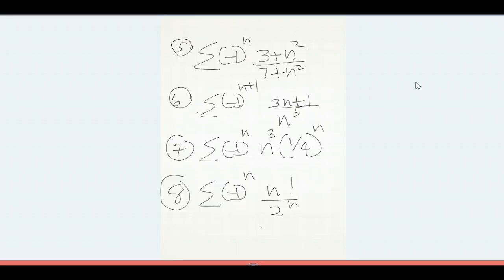So (n+1) to the 3 over 4 to the n+1, and then you have n to the 3 over 4 to the n. If I take the 4 to the n to the top, then I get (n+1) to the 3 times 4 to the n on top, and then 4 to the n+1 and n to the 3 at the bottom. Then 4 to the n will cancel off with one of the 4 to the n's. So you really have (n+1) to the 3 over n to the 3 over 4.